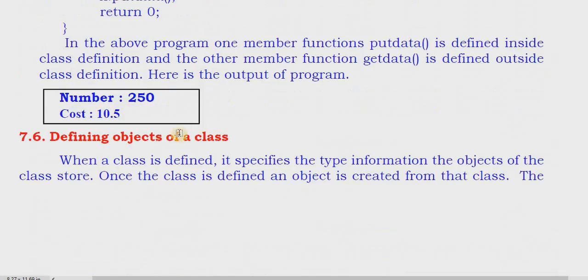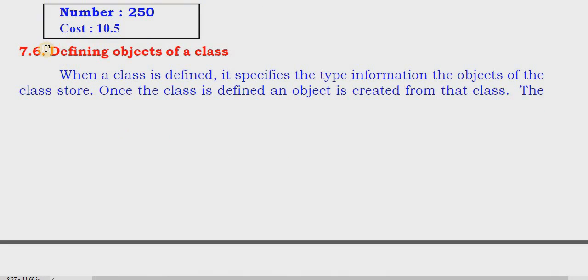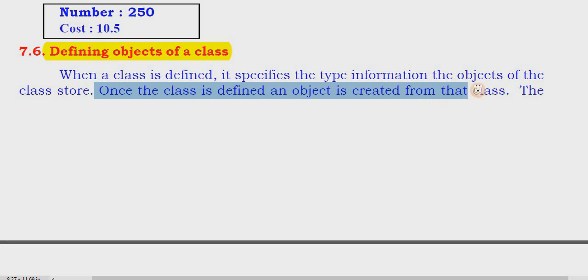Okay, then last topic, defining objects of a class. Okay, अभी हमने देखा है how to define classes. So now we have to see how to define objects. So compulsory first we have to create a class, define a class, then we can create object. Means object create करने के लिए first class create करना पड़ता है. So once the class is defined, object is created from that class. Means directly हम object create नहीं कर सकते. First we have to create class, then we can create object.